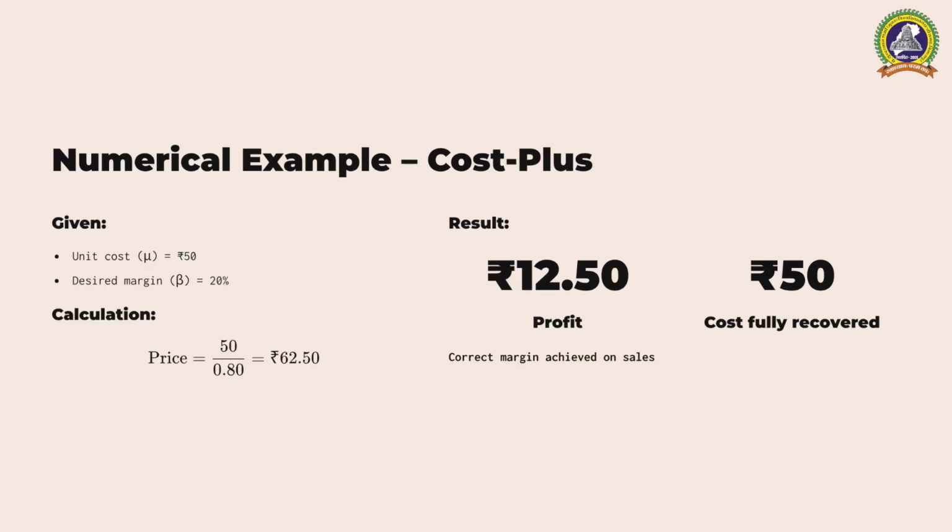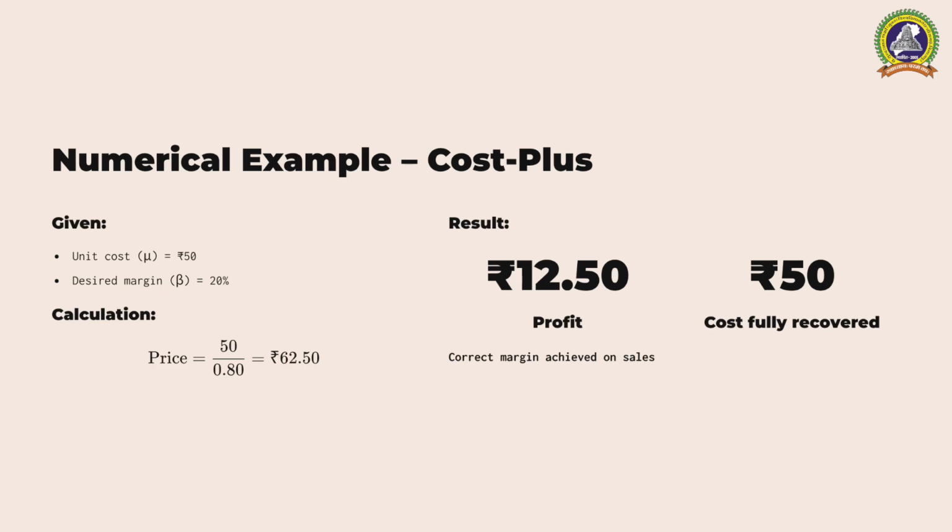Let us apply this logic to a concrete example to ensure we grasp it. Imagine you are manufacturing a product and your total unit cost, let's say mu, is rupees 50. You desire a profit margin of 20% on your sales. If you simply add 20% of rupees 50, which is rupees 10, your price would be rupees 60. But wait, if you sell at rupees 60 and your profit is rupees 10, your margin is only 16.6%, not 20%. You have failed your target.